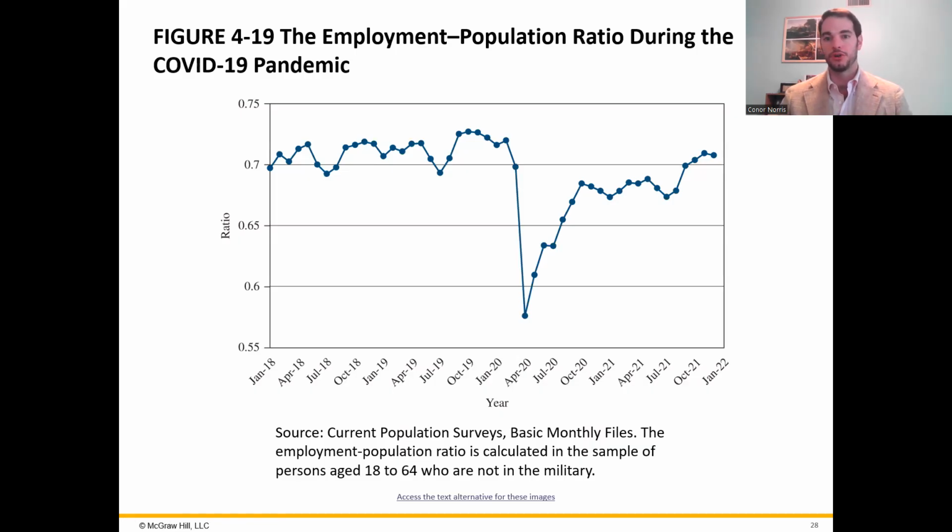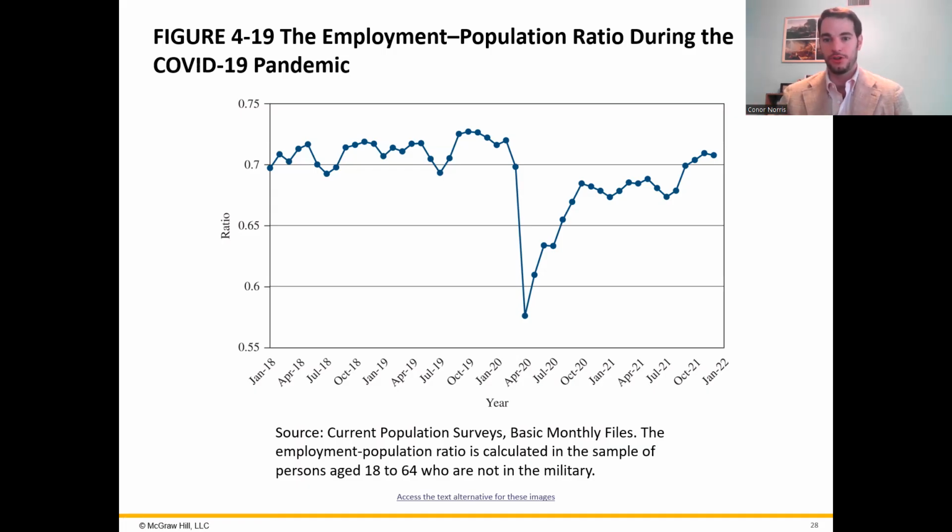So this figure here shows the employment to population ratio from 2018 to 2022. We can see a sharp drop in April 2020, down to under 58%, way down here. During the financial crisis, the employment to population ratio fell to 65%, so way up here. Basically, what this is saying is that this was a historic downturn during the pandemic.